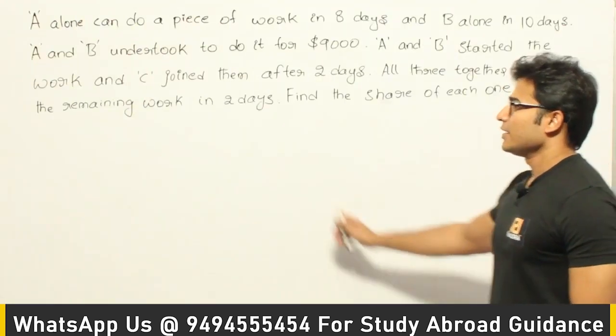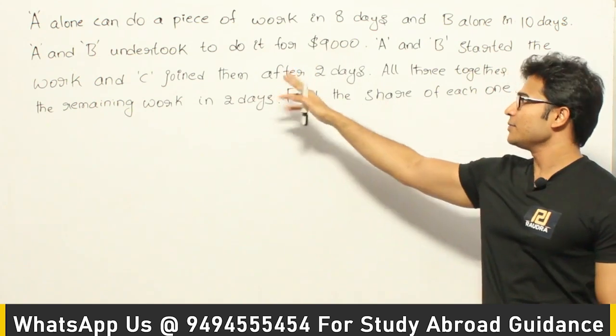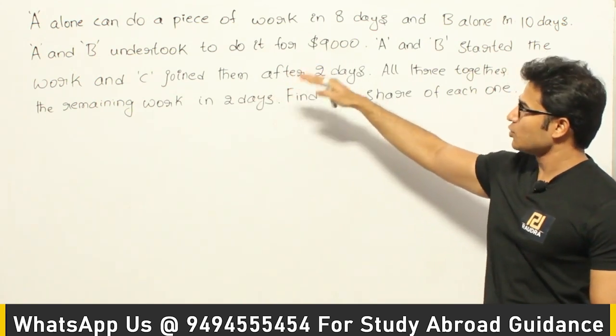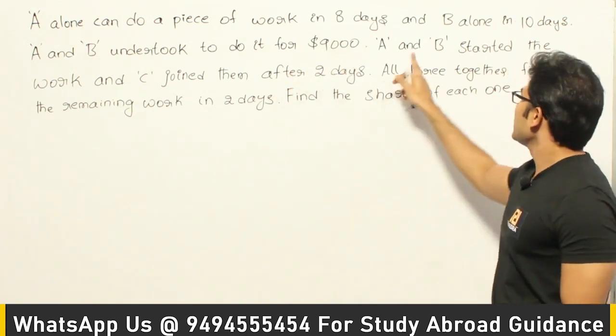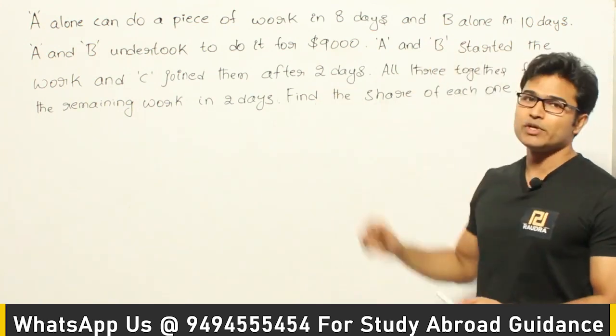Let's see this. A alone can do a piece of work in 8 days and B alone in 10 days. A and B undertook to do it for $9,000. A and B started the work and C joined them after 2 days.